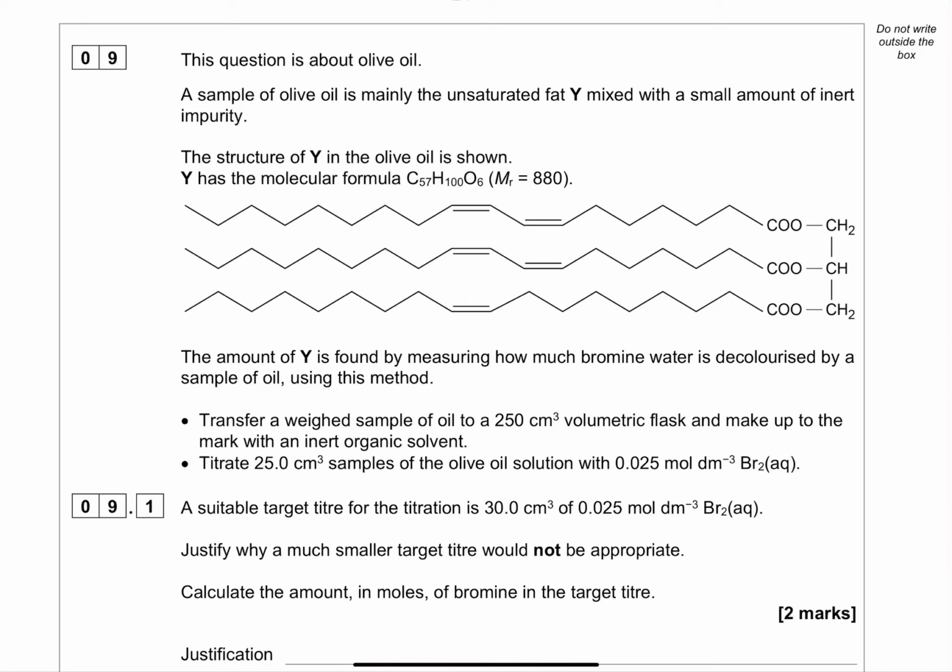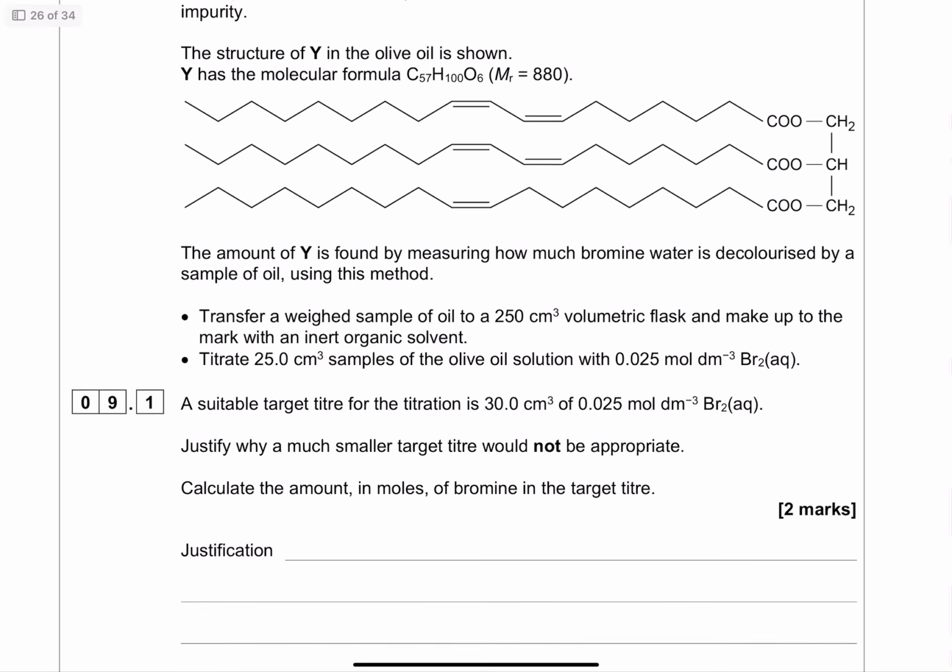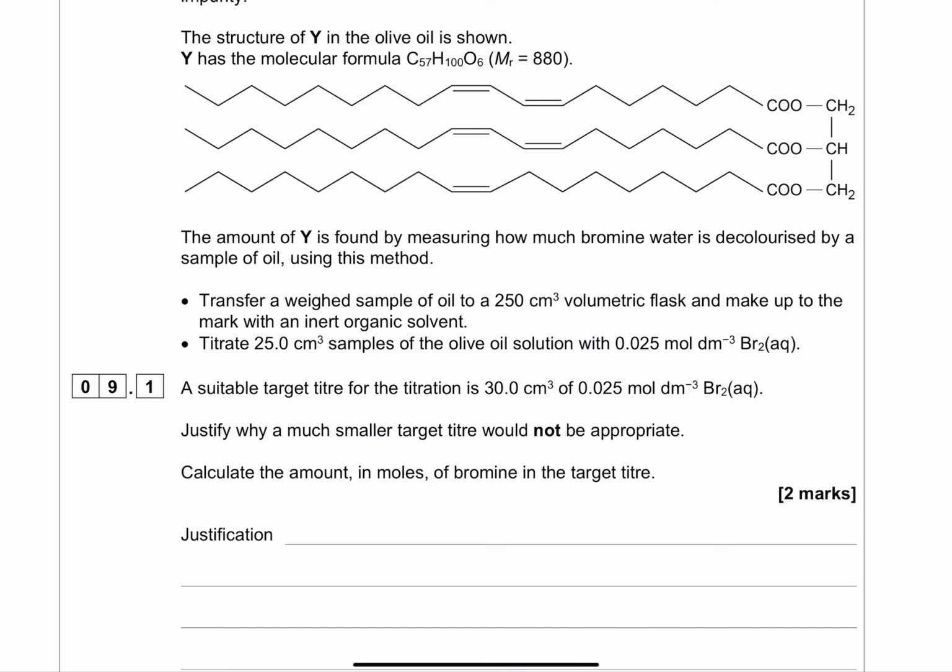This question is about olive oil. A sample of olive oil is mainly the unsaturated fat Y mixed with a small amount of inert impurity. The structure of Y is shown, and we can see that they've given us the formula and the Mr. The amount of Y is found by measuring how much bromine water is decolorized by Y.